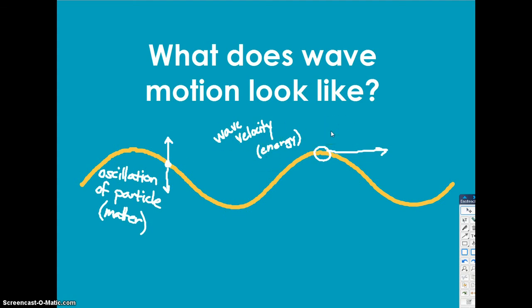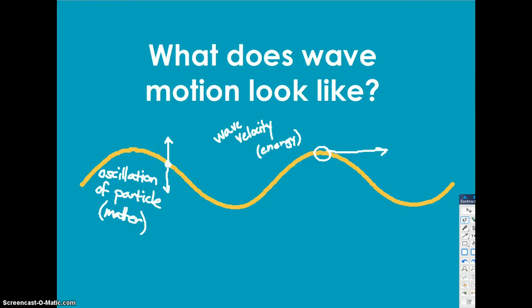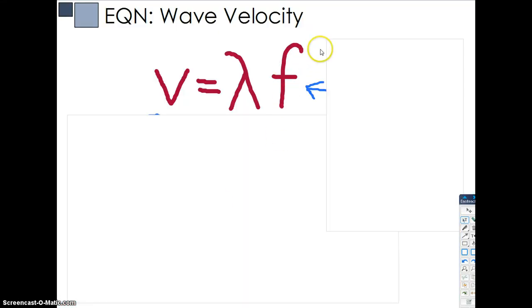It's a good review. But what I'm really trying to get into now is I want you to see a connection to the wave equation. The wave equation has a velocity and a frequency. I want you to see when you look at this that this velocity and this frequency relate to this question of what does wave motion look like. This frequency, what does that make you think of? When I say frequency, what part of that previous slide does that make you think of?